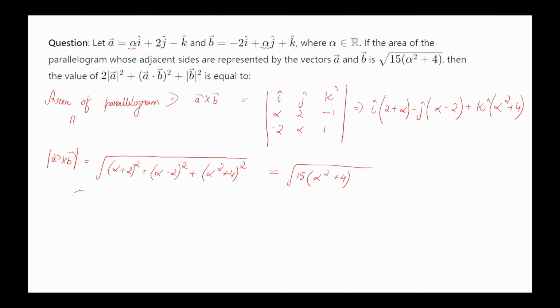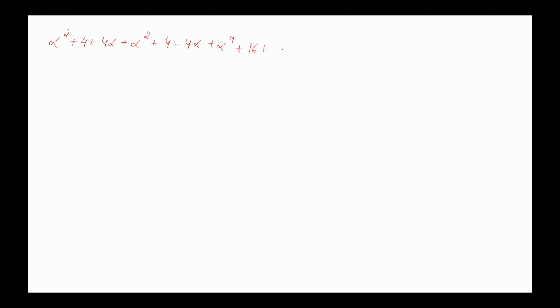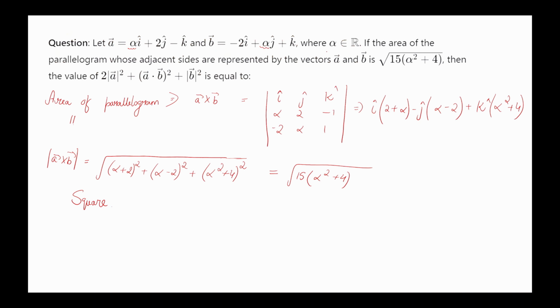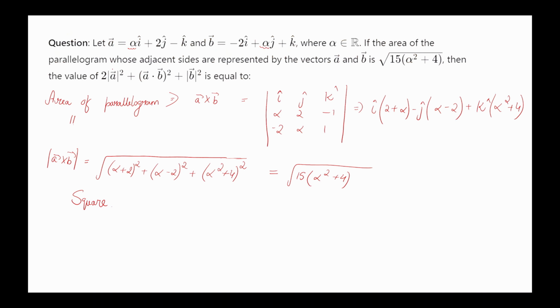What if I square both these sides? If I square both sides, and open up these brackets as well, I'm going to get alpha square plus 4 plus 4 alpha, plus alpha square plus 4 minus 4 alpha, plus alpha to the power 4 plus 16 plus 8 alpha square. This value is equal to 15 alpha square plus 60. So this is what has been given to us in the question. Now simply by solving this, we can find our values of alpha, and based on our values of alpha, we can find out whatever has been asked in the question.